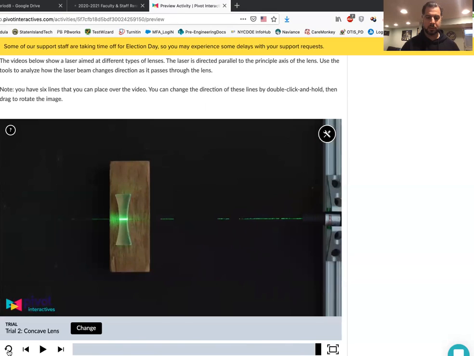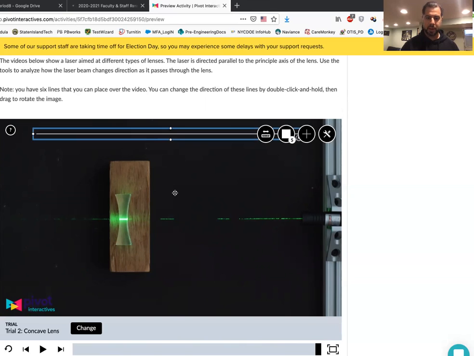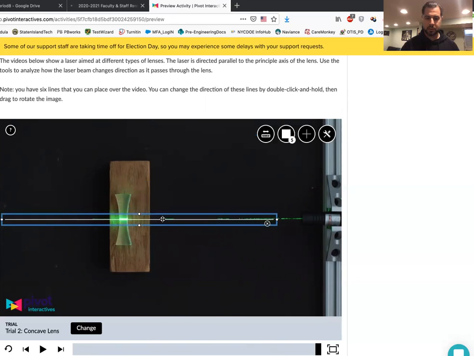Okay, so now what I'll do is I'll again leave one line as it's passing straight through the lens, and then I'll look at what happens to the light above and below the principal axis.